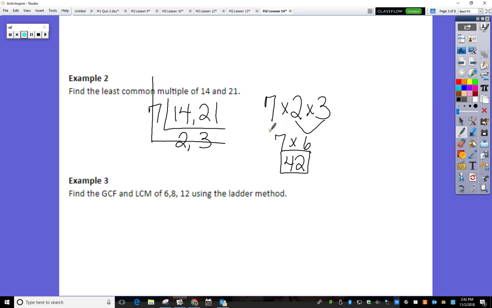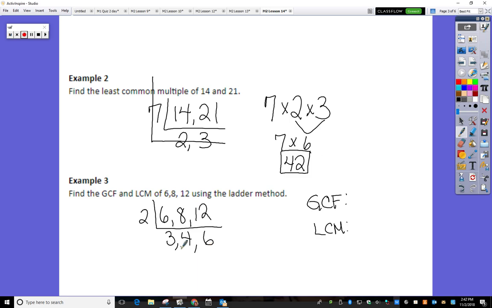Now example 3 is going to be the 3 number method, and it's a little different with the ladder method, so I want to show you that. If I'm finding the GCF, it's the same process we did yesterday, and this one's asking us to find both GCF and LCM. I'm going to look for a number that can go into all 3 of these, which would be 2. 2 goes into 6 3 times, 2 goes into 8 4 times, 2 goes into 12 6 times. At this point, all 3 of these numbers do not have a common factor, so I would stop right now for my GCF. My GCF is the numbers down the side multiplied together, but there's only one, so it's 2.